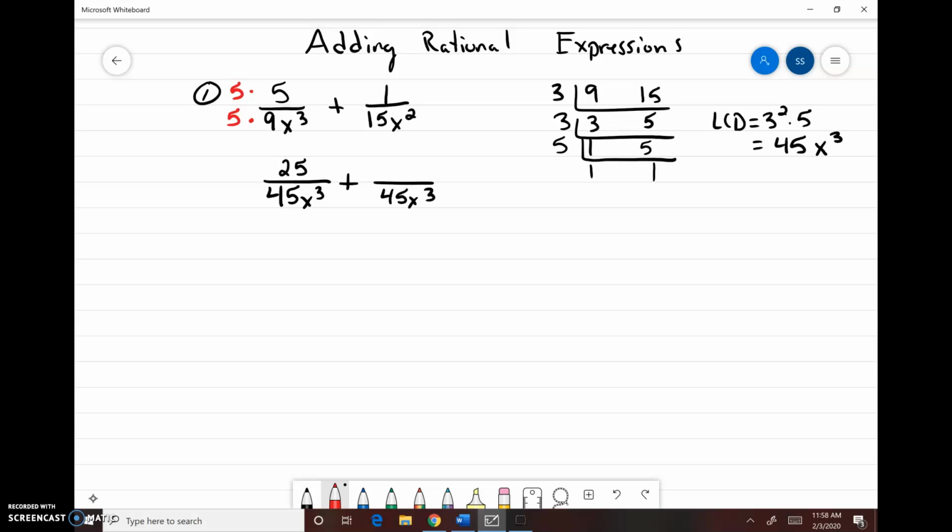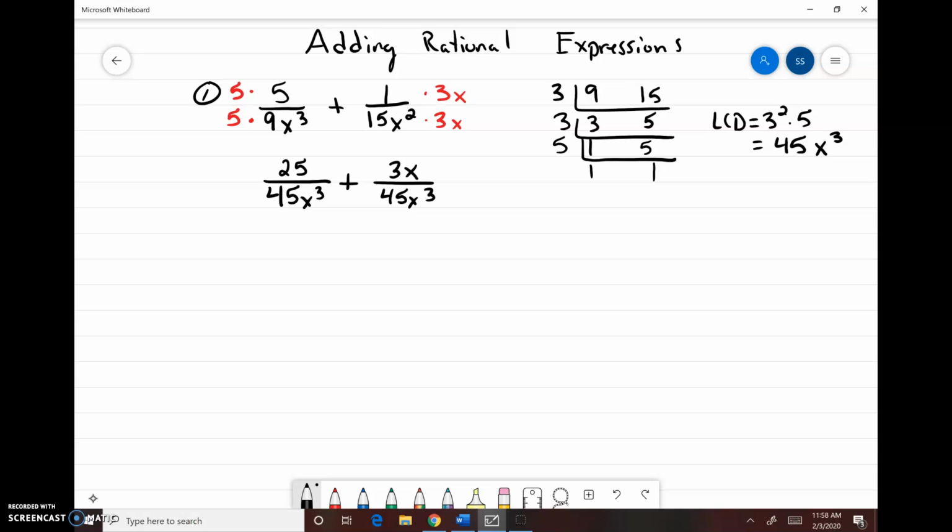Now to the one on the right, to go from 15x squared to 45x cubed, we multiply it by 3x. So then we multiply the top also by 3x. All right, doing that is going to give me 1 times 3x, which is 3x. All right, so now we have 25 over 45x cubed plus 3x over 45x cubed.